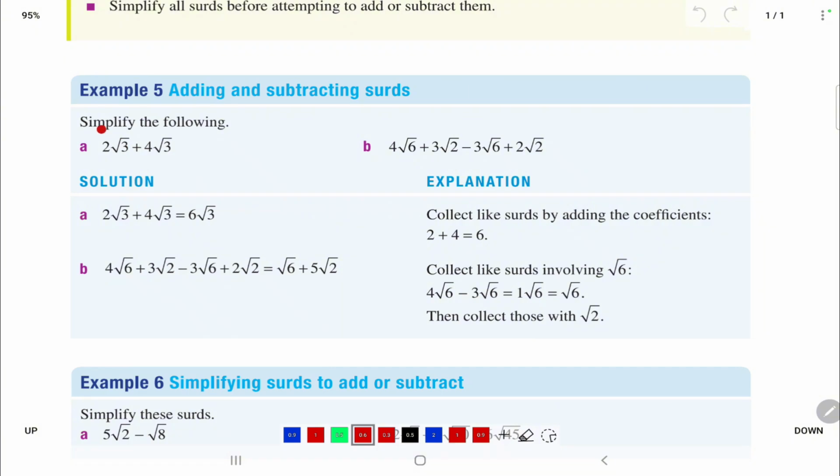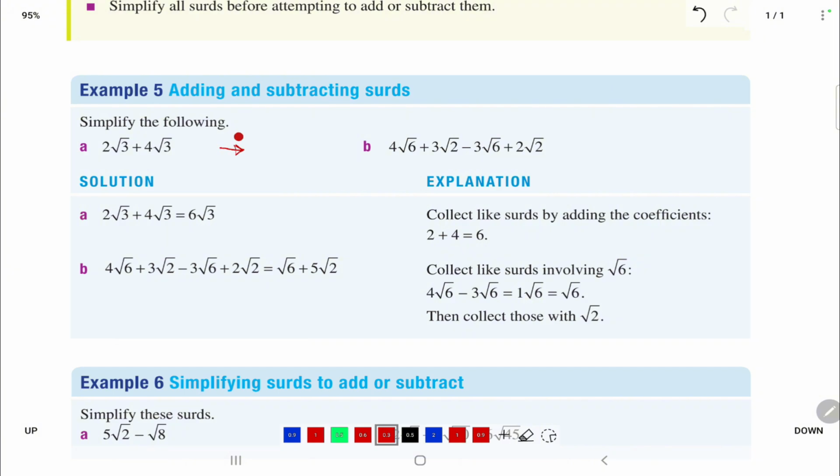Now you can see here, simplify the following: 2 under the square root of 3 plus 4 under the square root of 3. So the solution for this one will be like this. As long as what is under the square root is the same, I can consider it as the coefficient of this term, and we can just add 2 plus 4, and it will equal 6 multiplied by the square root of 3.